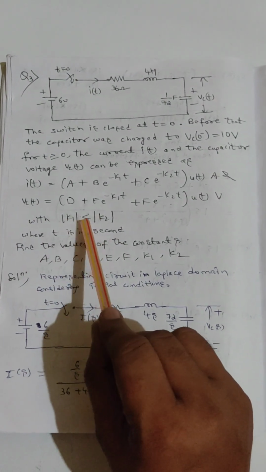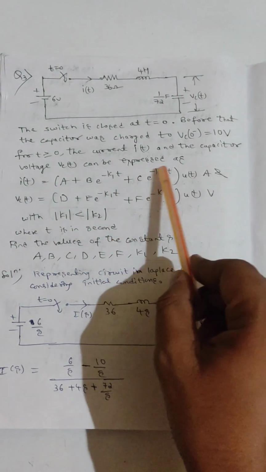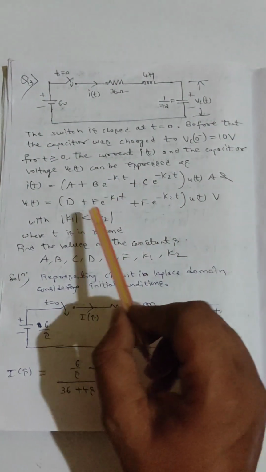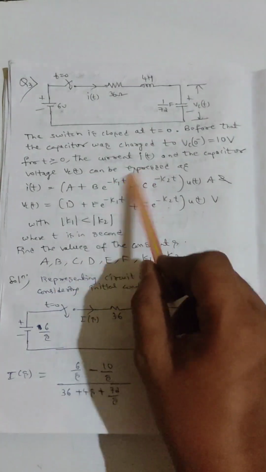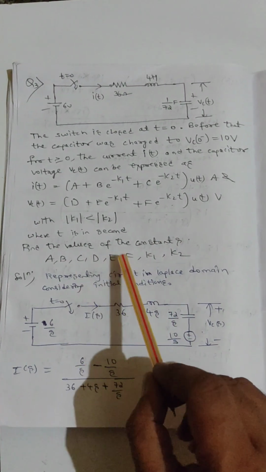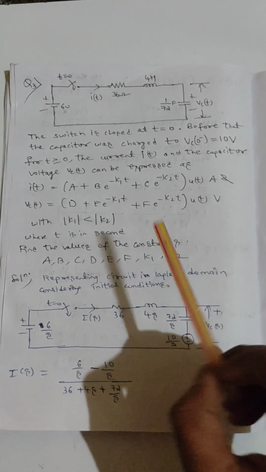If this condition is not given, students can enter the value of k2 in place of k1, and the k1 value in terms of k2, and that causes some confusion. By referring to this condition, you should enter it, and find the values of the constants A, B, C, D, E, F, and k1 and k2.